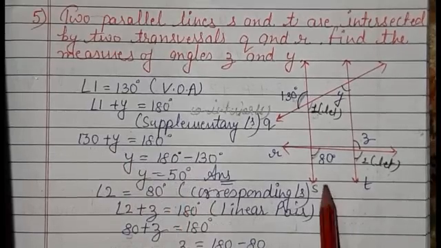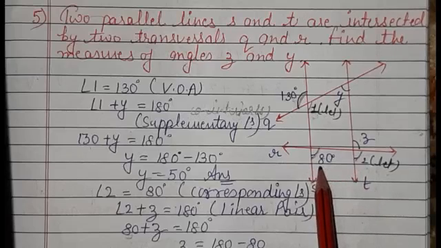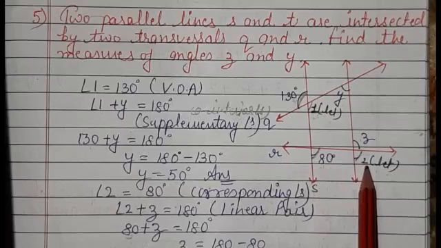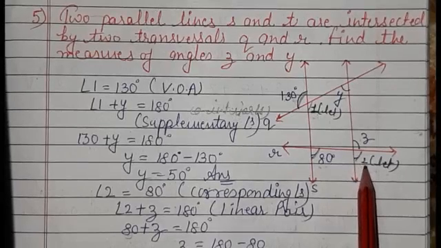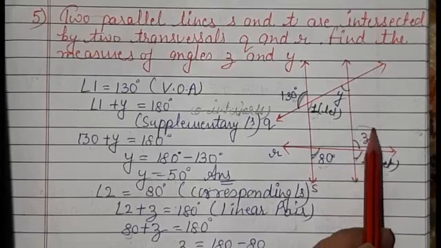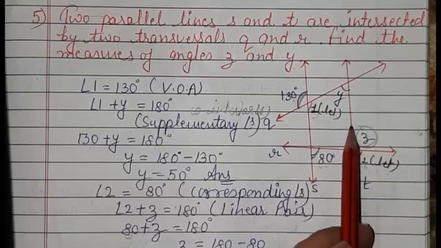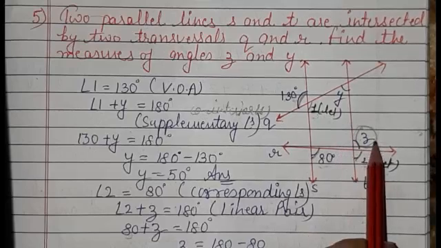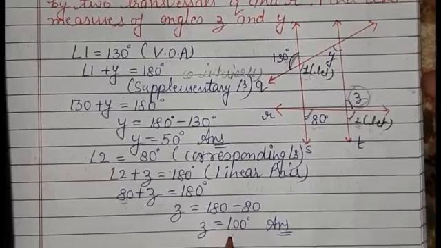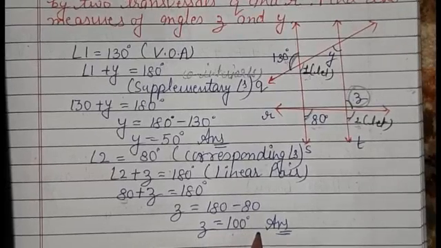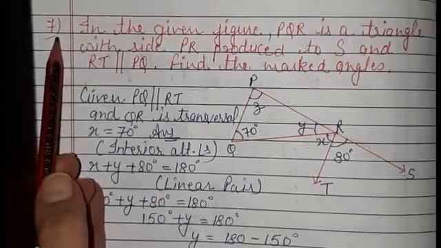Right? Similarly, now here 80 degrees is equal to angle 2. Why? Because these two angles are corresponding angles. Right? Now if this angle is 80 degrees, then we can calculate Z by linear pair because this is a straight line. So 180 minus 80 is equal to 100 degrees. So angle Z is equal to 100 degrees. Clear? Now come to sum number 7.